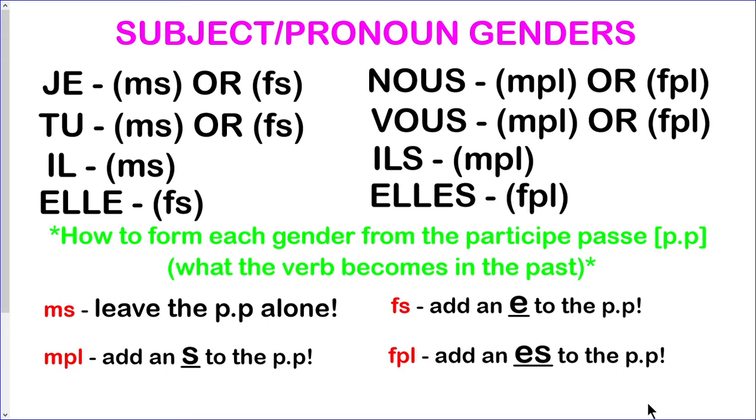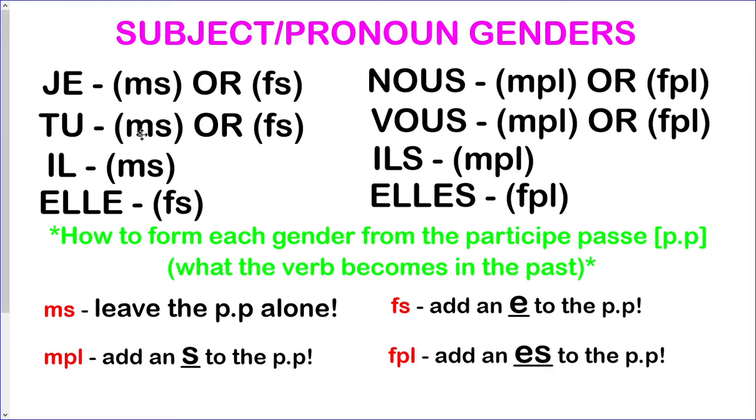Subject pronoun genders. If you remember, we've done this lesson alone many times. Je can be masculine singular or feminine singular, and all that means is that a boy can talk about themselves and say I, and a girl can talk about themselves and say I. And again, singular, of course, means that there is one person. When I say I am arriving, I am the one human by myself.